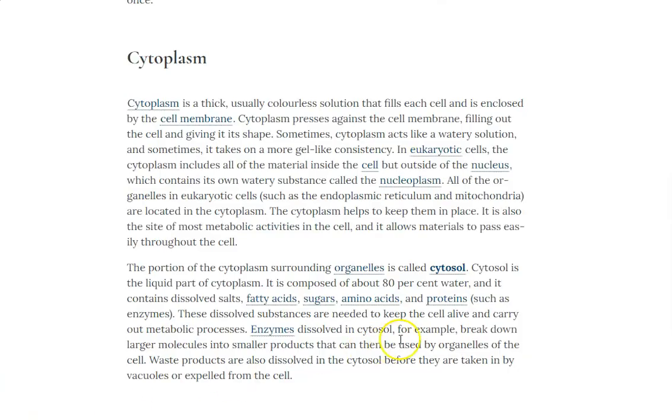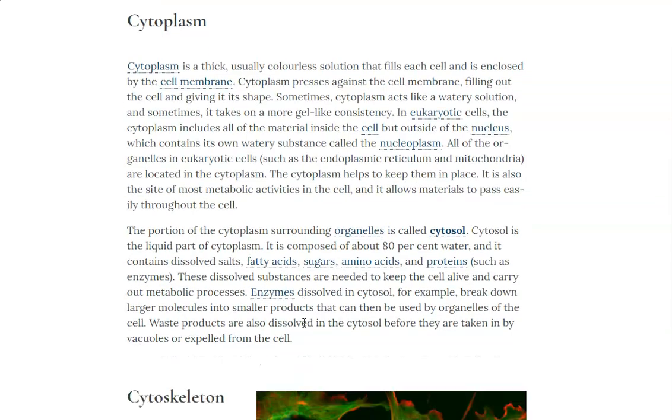The next set of organelles we're going to look at have the prefix cyto in them, and cyto means cell. So cytoplasm is the goo or the colorless solution that fills each cell, and it's controlled by the cell membrane. And then you also have the cytosol. Cytosol is the cytoplasm without the organelles. So cytosol is the living part, and it is composed of mainly water, but it also has fats and sugars and amino acids and dissolved chemicals in it.